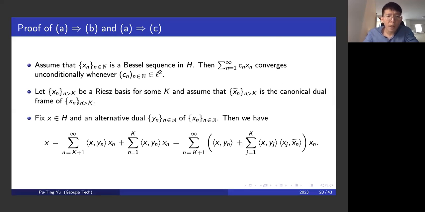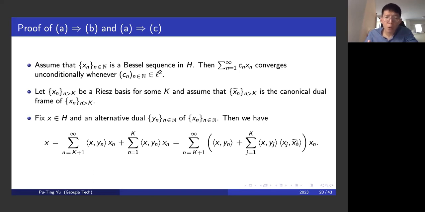But we know for n greater than k, Xn is a Riesz basis. So we can further rewrite those Xn when n is between 1 and k as a sum of Xn for n greater than k. This allows us to combine and merge these two sums into a single sum, where the coefficient is equal to the inner product of X and Yn plus the sum of the inner product of Xj and Xn tilde multiplied by the inner product of X and Yj, from j equals 1 to k. And note that Xn for n greater than k is a Riesz basis, so these coefficients in the parentheses must be unique, in the sense that they must be equal to the inner product of X and Xn tilde.